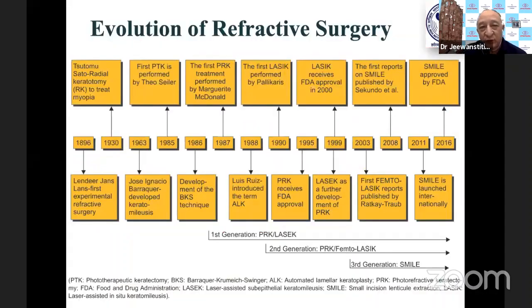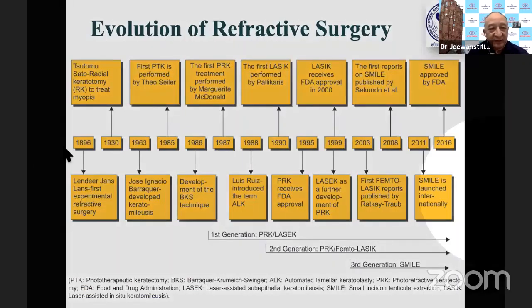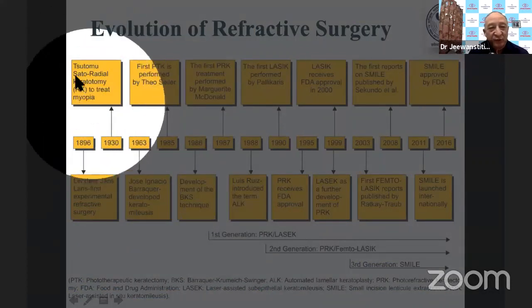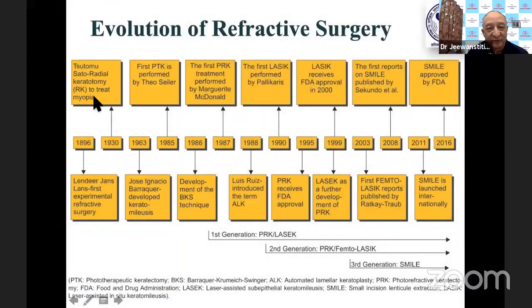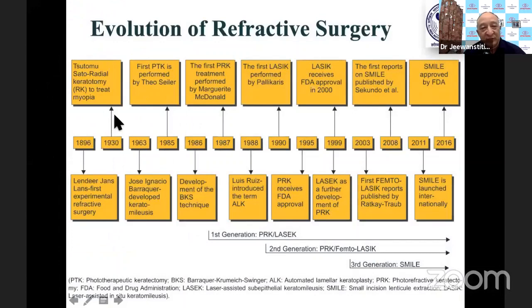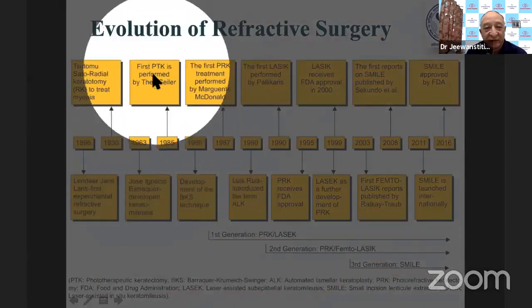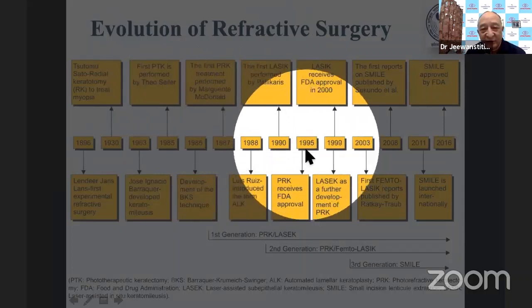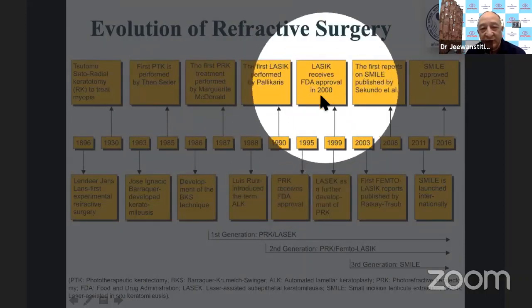If I look into the evolution of refractive surgery, it all started almost 100 years back. In 1930, a Japanese surgeon, Dr. Sato, started doing radial keratotomies for Japanese soldiers. Subsequently, there were innovations and modifications which led RK to go into the background, and the lasers came into the picture. In 1985, Theo Seiler started doing PRK, and LASIK in 1990. Subsequently, it got approval from the FDA in 2000.